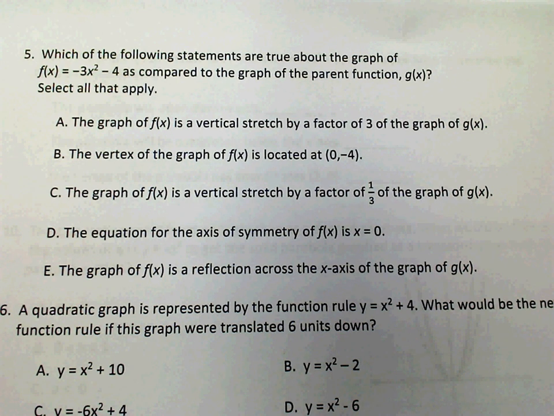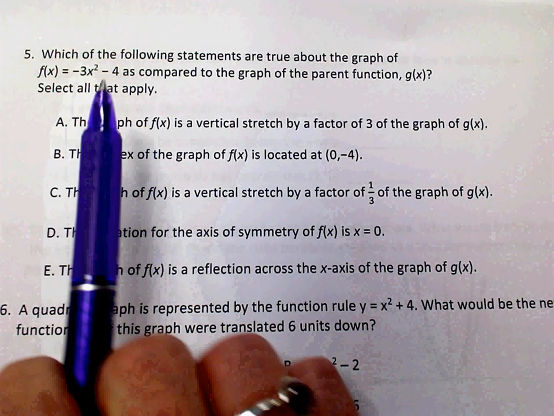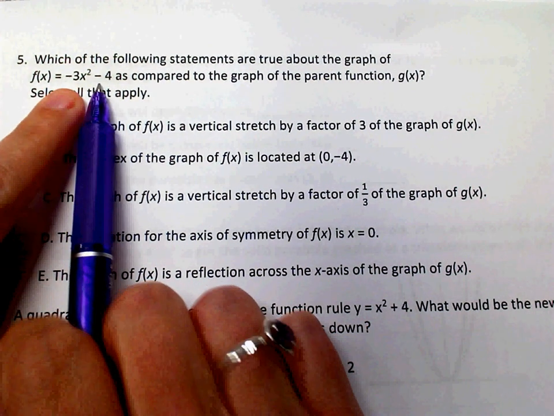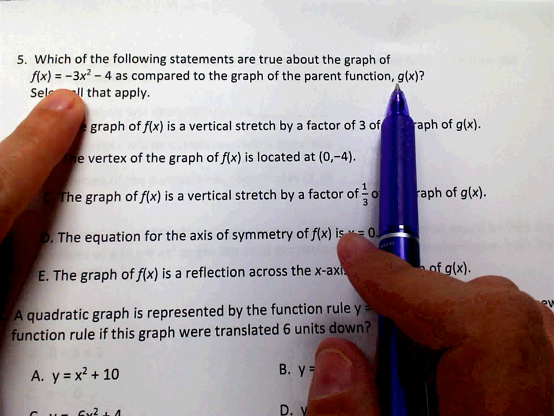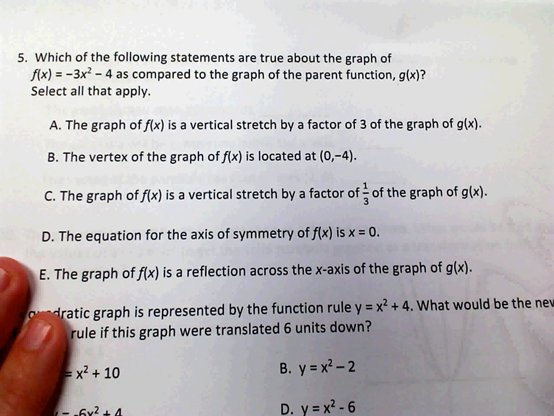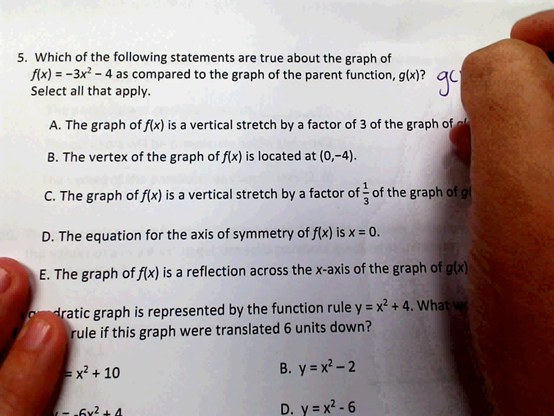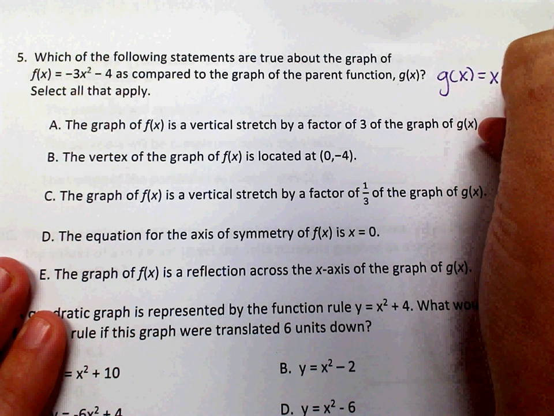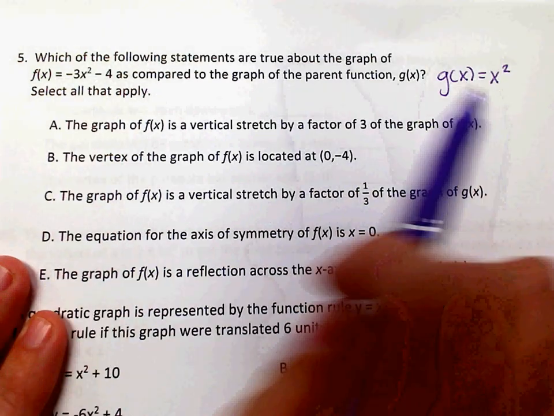Number 5, which of the following statements are true about the graph of f of x equals negative 3x squared minus 4 as compared to the graph of the parent function g of x? Select all that apply. So we're comparing this equation to the parent function of a quadratic, which is just x squared. So g of x is just x squared.